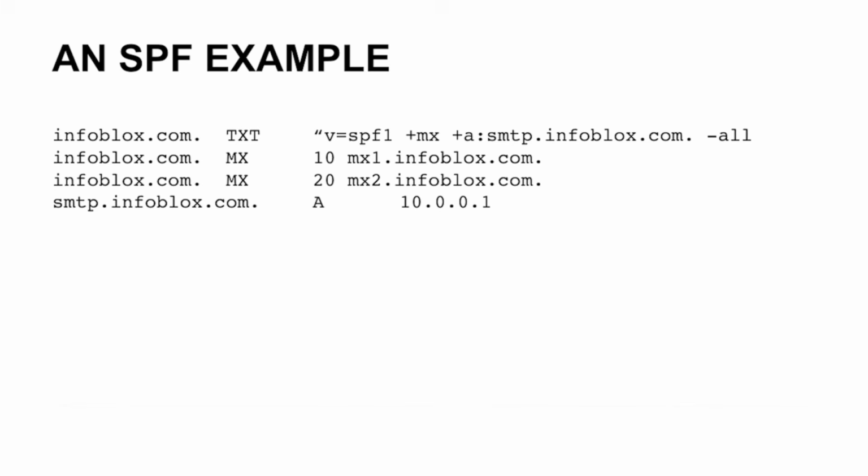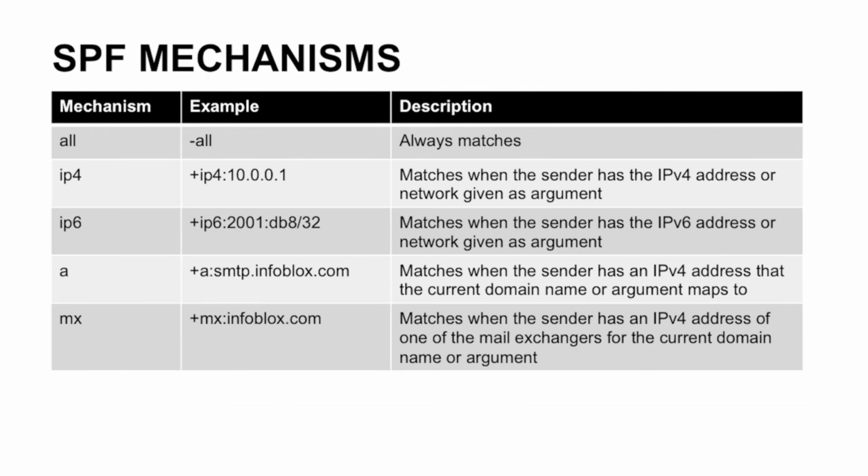Each mechanism can begin with a plus or a minus. Plus, which is the default, means that hosts matching the mechanism are authorized. Minus, obviously, means that matching hosts aren't. Here's a complete list of mechanisms. All always matches. IP4 matches an IPv4 address or range in network/prefix length format. IP6 matches an IPv6 address or range, again in network/prefix length format.